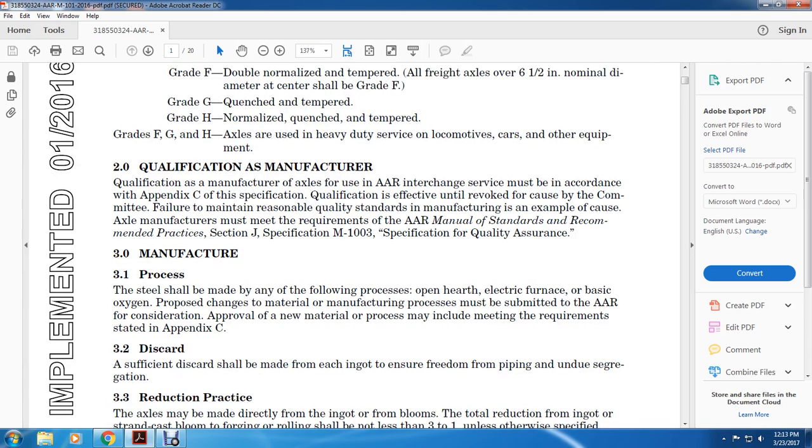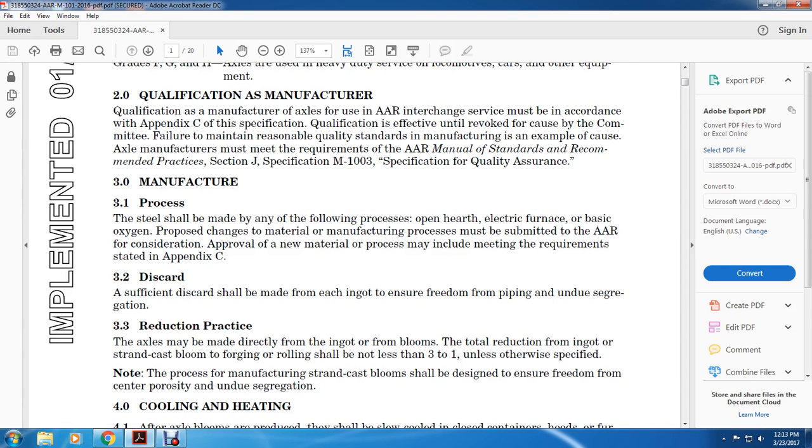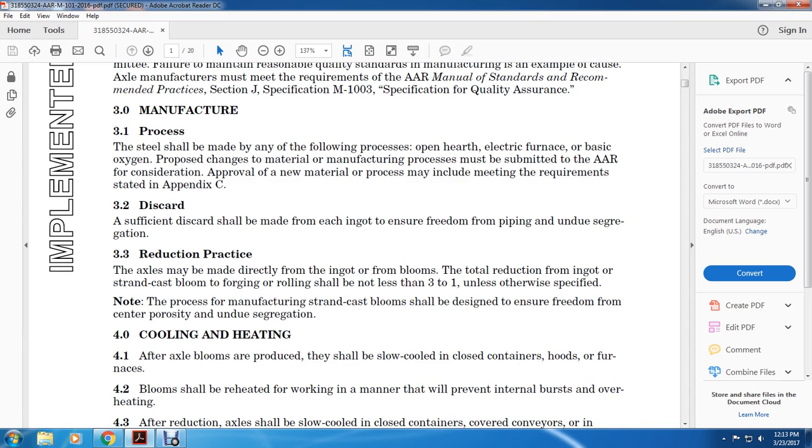Manufacturing process. The steel shall be made by one of the following processes: open hearth, electric furnace, or basic oxygen. Proposed changes to the material or manufacturing process must be submitted to the Association of American Railroads for consideration. Approval of a new material or process may include meeting the requirements stated in Appendix C. 3.2. Discard. Sufficient discards shall be made from each ingot to ensure freedom from piping and undue segregation. 3.3. Reduction practice. Axles must be made directly from the ingot or from blooms. The total reduction of the ingot or standard cast blooms by forging or rolling shall be not less than 3 to 1 unless otherwise specified.